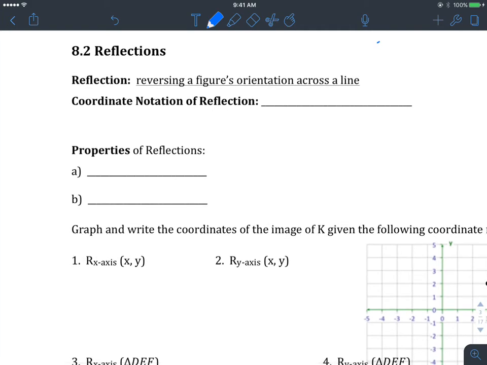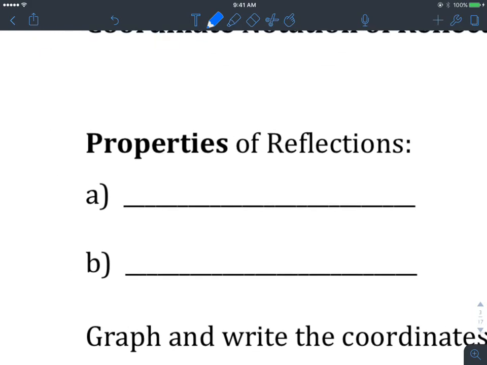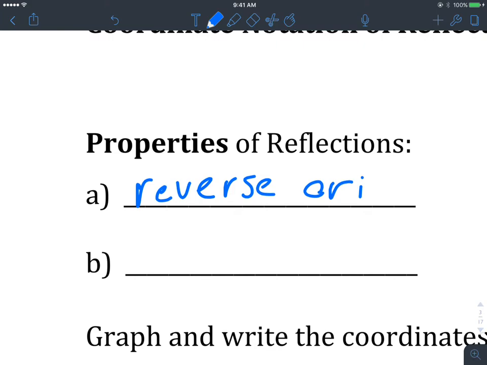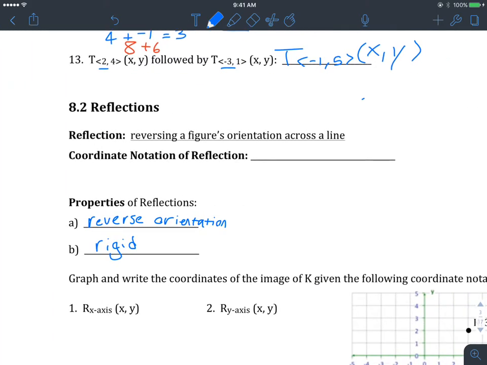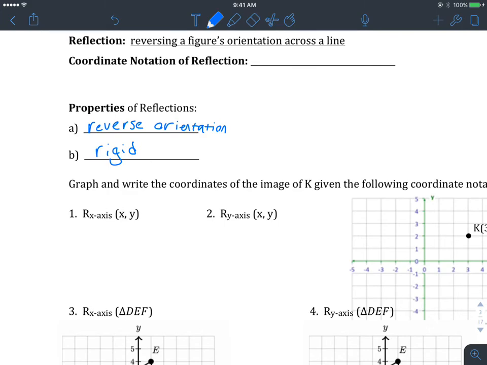Now we're going to talk about reflections, and there's a couple of properties of those. Now these will be kind of similar, except your orientation: when you reflect, it actually is going to reverse the orientation. But it stays as a rigid figure. It means all the side lengths and all the angles should be the same.